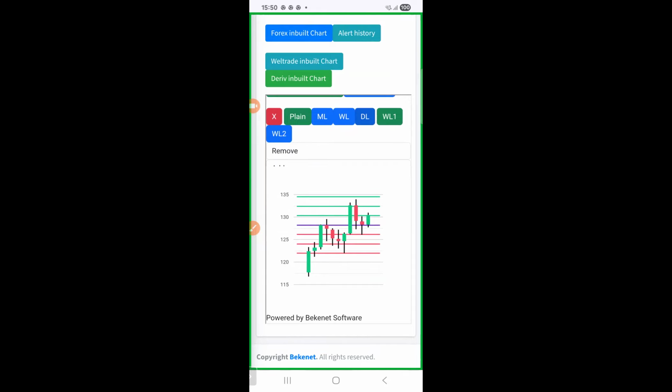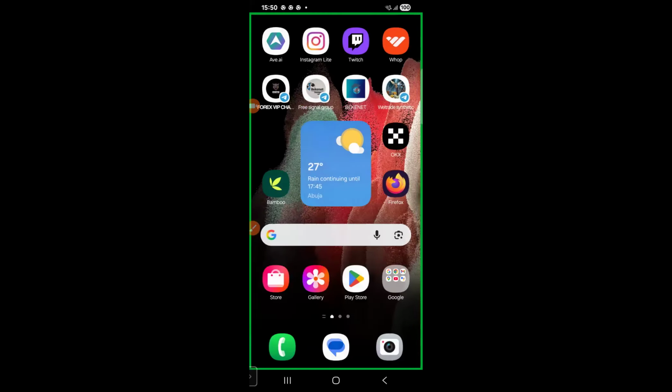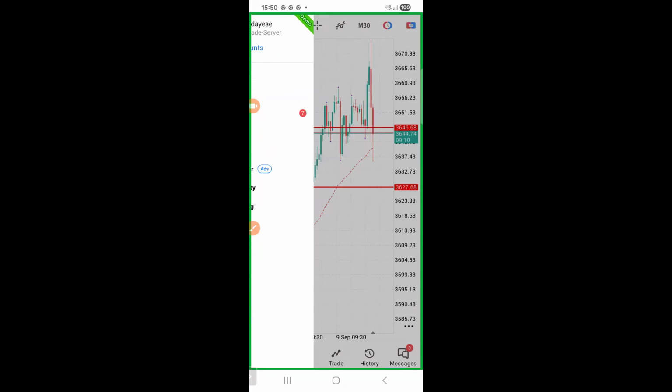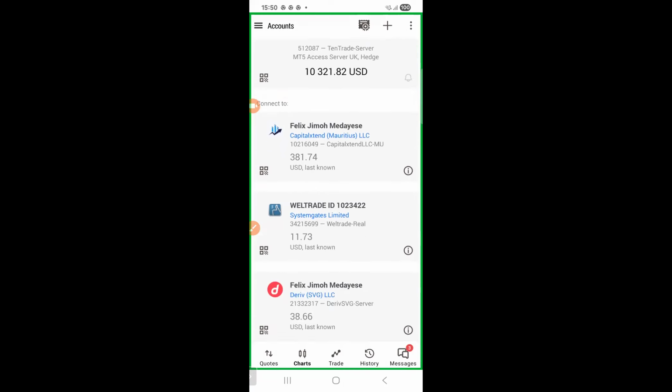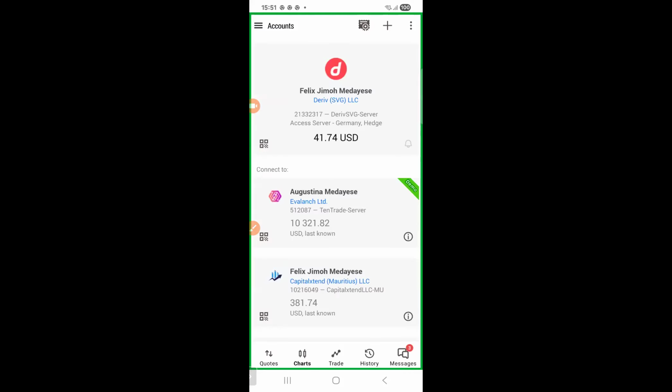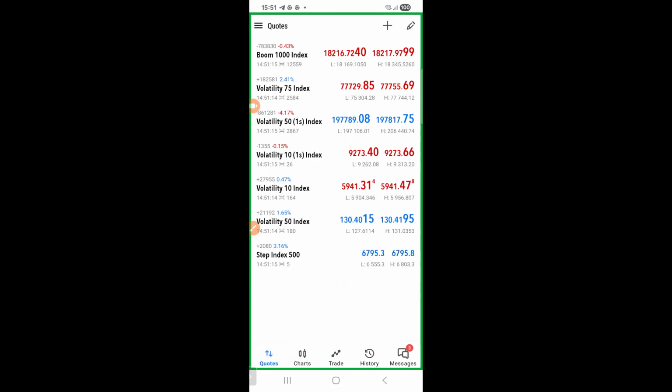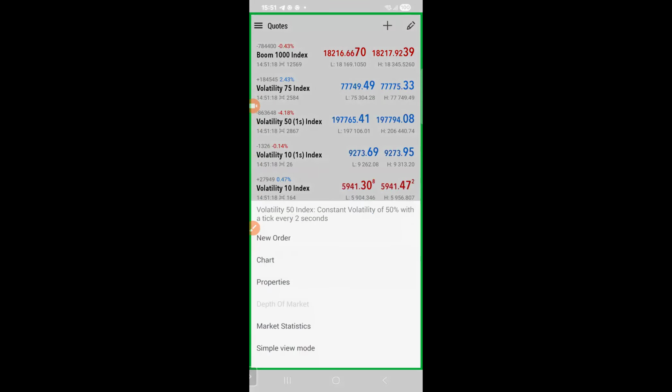So now let's go to the market and look at the instrument ourselves. Okay, Deriv synthetics. Let's go there and look at it. That's Volatility 50. Good. Volatility 50 is what I'm looking for. Here you have it.